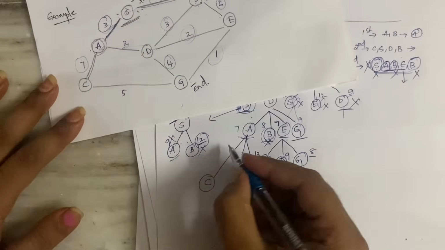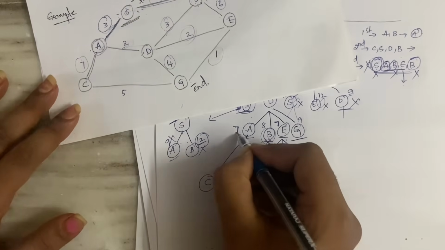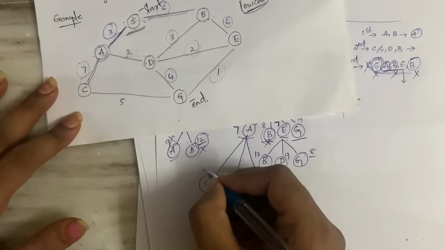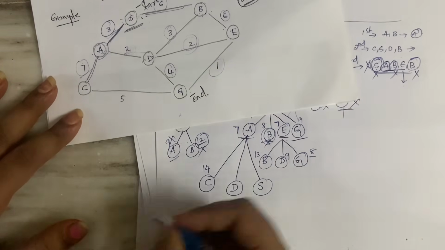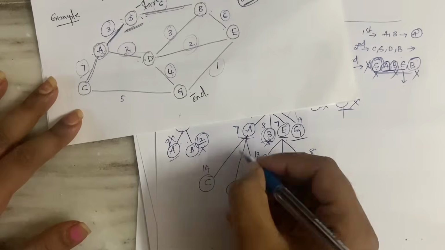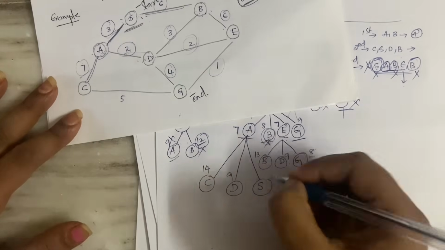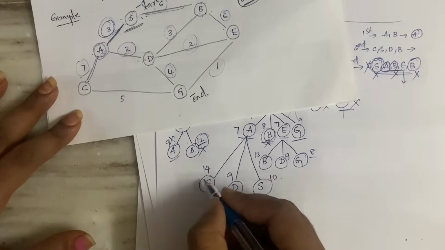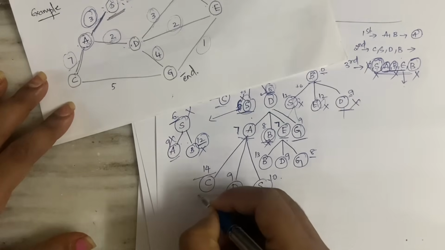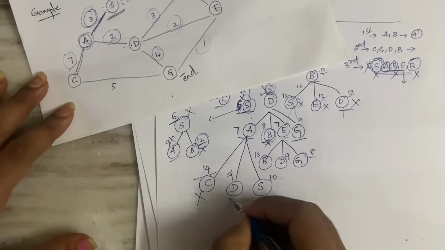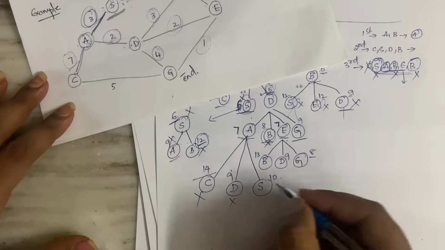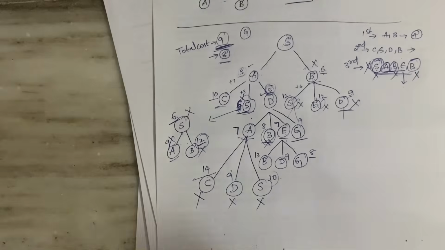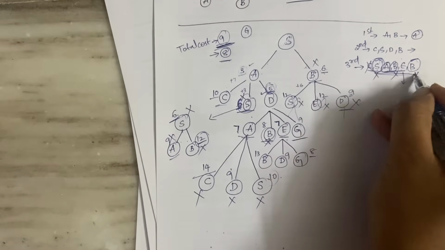So from here already the weight on A is 7. From A to C, what is the cost? 7. 7 plus 7 is 14 here, and A to D it is 2. So 7 plus 2 is 9, and from A to S it is 3. 7 plus 3 is 10. 14 is greater than 8. You can delete this. 9 is greater than 8. Delete this. S, 10 is greater than 8. Delete it. Okay. You have finished checking all the leaf nodes, right?